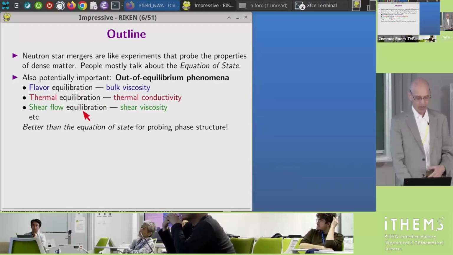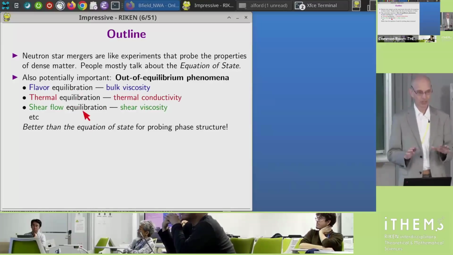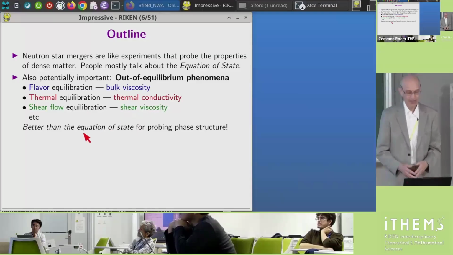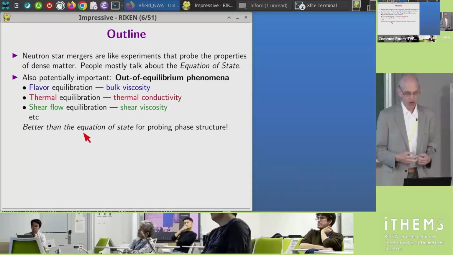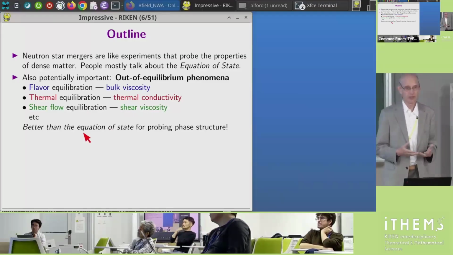There may be something similar with the flow. If you have regions flowing past other regions going faster, then shear viscosity is another out of equilibrium transport phenomenon that tells you how quickly those regions all get the same fluid velocity. And the real point here is that these out of equilibrium or equilibration phenomena are more useful than the equation of state if you're interested in the phase structure. And you know this from terrestrial condensed matter physics.